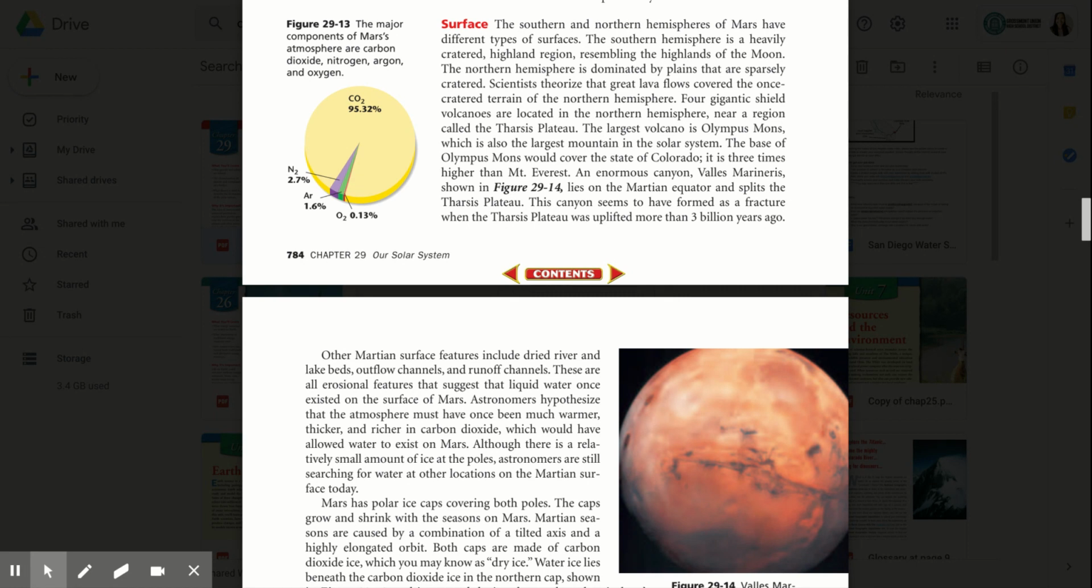4 gigantic shield volcanoes are located in the northern hemisphere near a region called the Tharsis Plateau. The largest volcano is Olympus Mons, which is also the largest mountain in the solar system. The base of Olympus Mons would cover the state of Colorado. It is 3 times higher than Mount Everest.